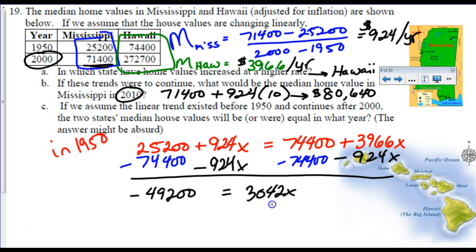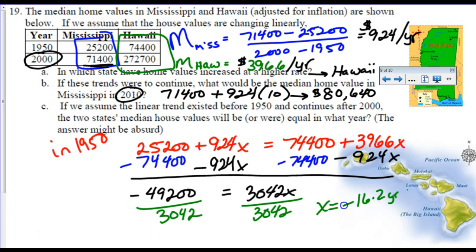All right, dividing both sides by 3042. And we get about negative 16.2 years. So what that means is 1950, negative 16 years ago, so you got to back up 16 years. So that's between 1933 and 1934. So at that point in time, Mississippi and Hawaii had the same value of houses, but clearly Hawaii grew beyond that pretty quickly.